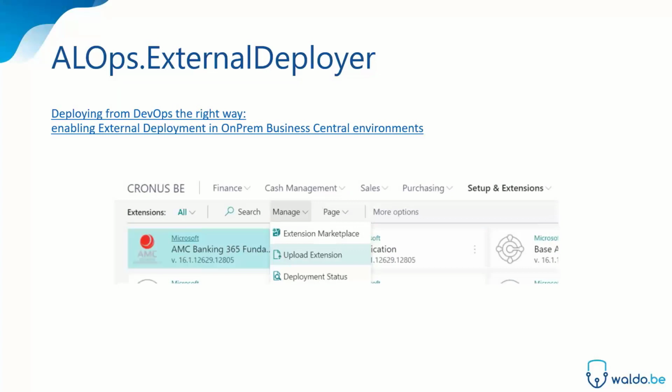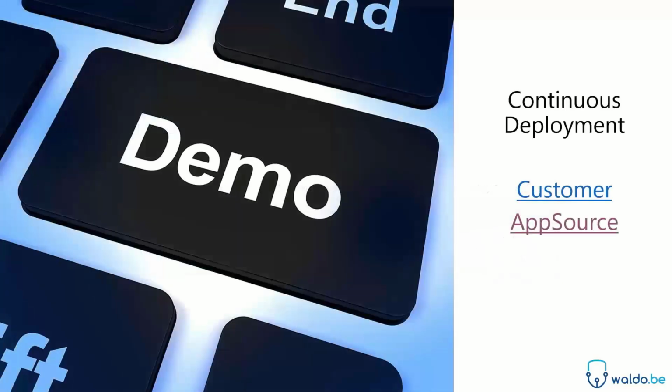What we did extensively is implement, in every single environment, both for customers and even on-prem, and even for products in our own test environments, the ALOps external deployer. This is a free tool. Everybody can use it. It basically enables the upload extension page for any kind of on-prem environment as well. That means you can approach on-prem and SaaS the same way with the automation API. That obviously simplifies a lot.